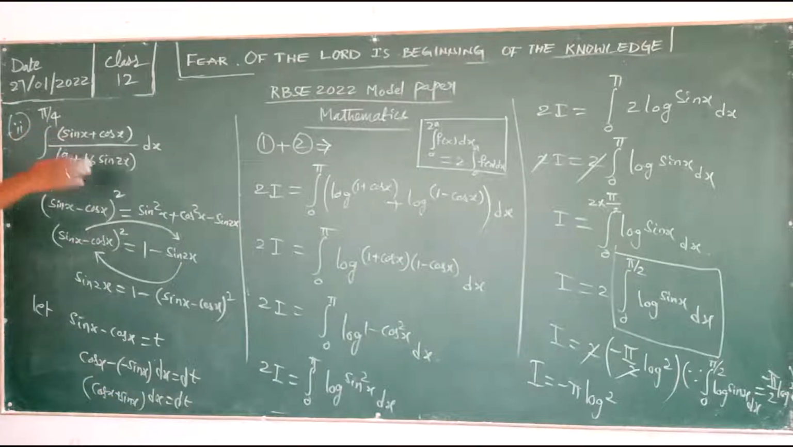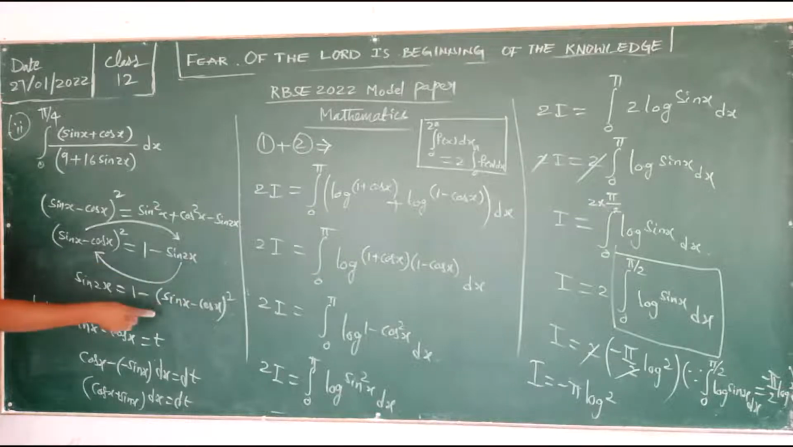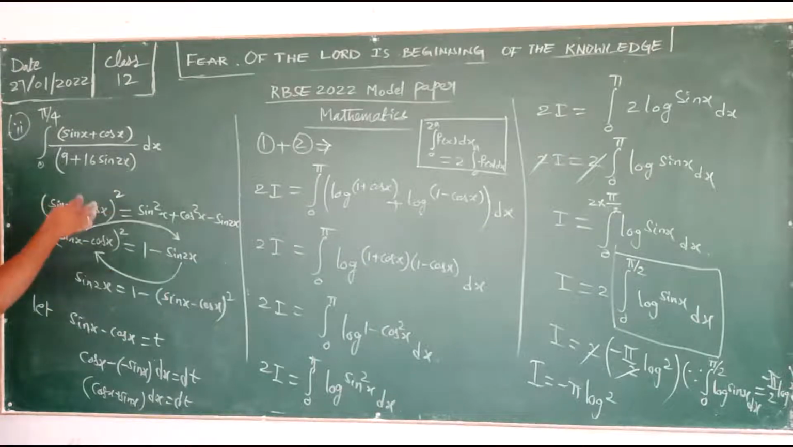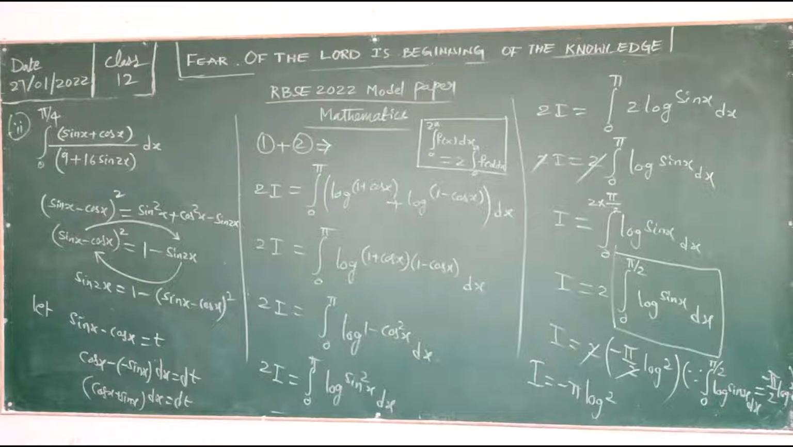To make this a simpler form, we used the formula sin 2x is equal to 1 minus sin x minus cos x whole square. You won't get this idea immediately. You have to practice, then only you will get this kind of ideas. So let's move to the next step, then you can understand. All right.